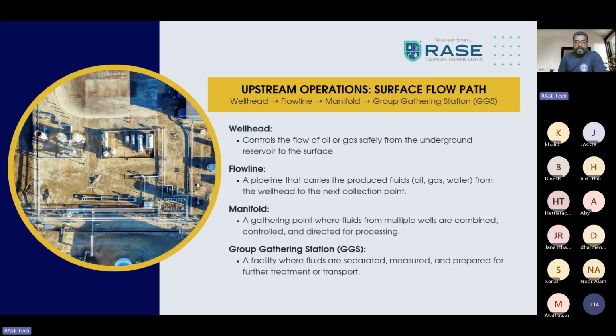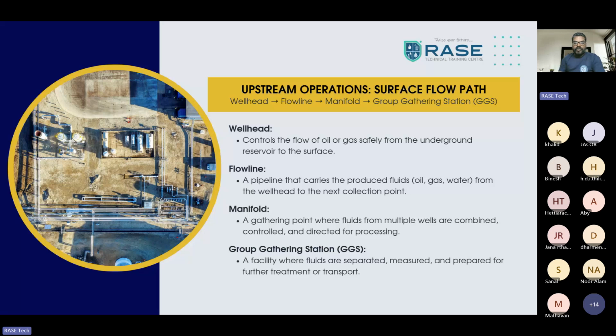Starting with the wellhead: what is the function of the wellhead? It controls the flow of oil or gas safely from the underground reservoir to the surface. This is the function of the wellhead. Then the flow line is connected to the wellhead. What is the function of the flow line? A pipeline that carries the produced fluid, oil and gas, from the wellhead to the next collection point.